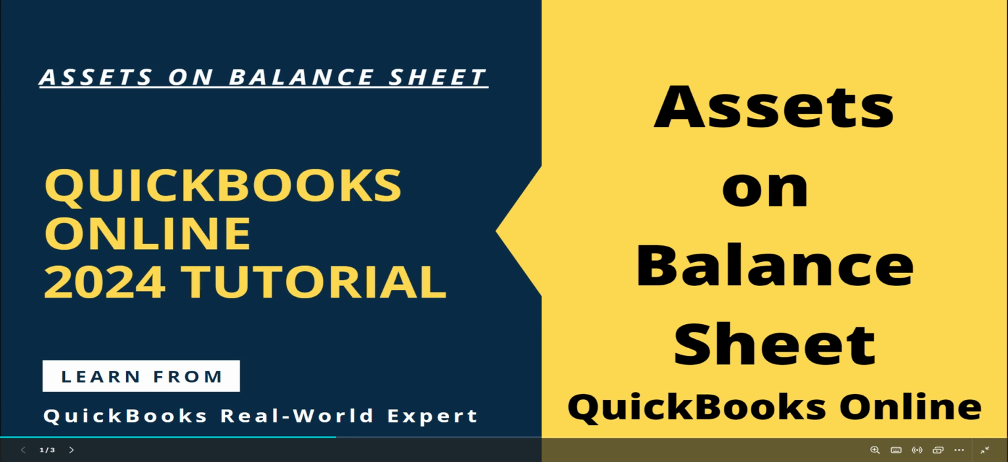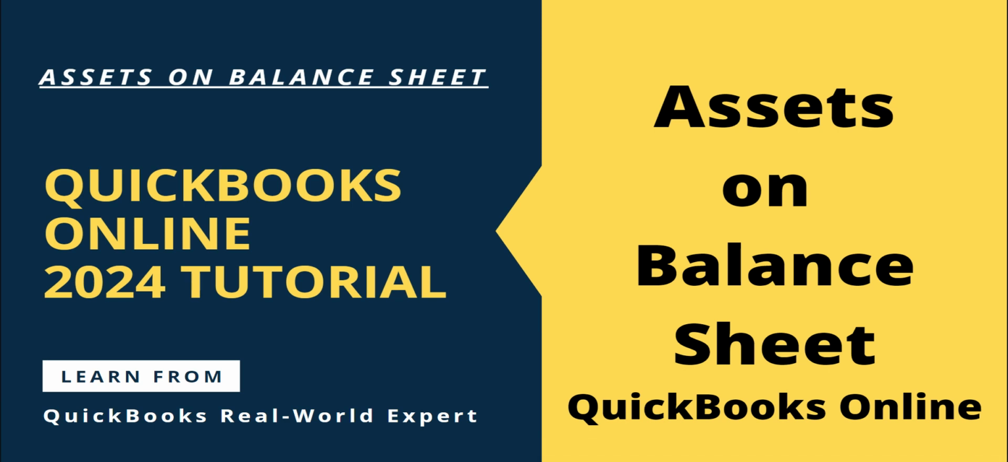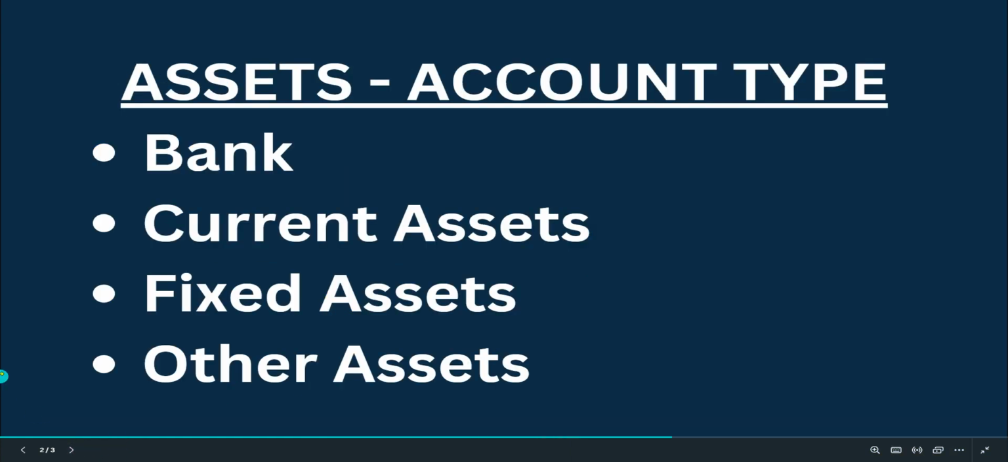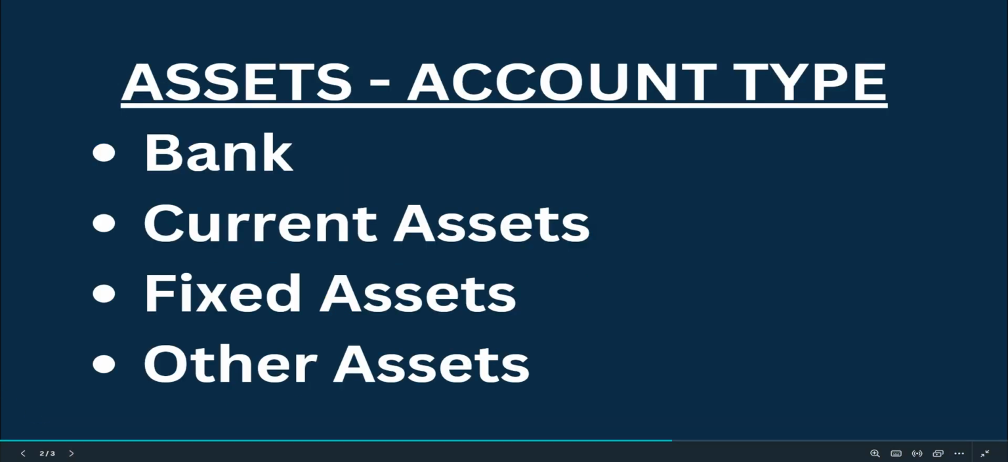In this video, I'm going to talk about assets on the balance sheet. So let's get started. When you say assets on the balance sheet, you have the following four account types. First, the bank, the current assets, the fixed assets, and other assets. So bank is also sort of current assets.